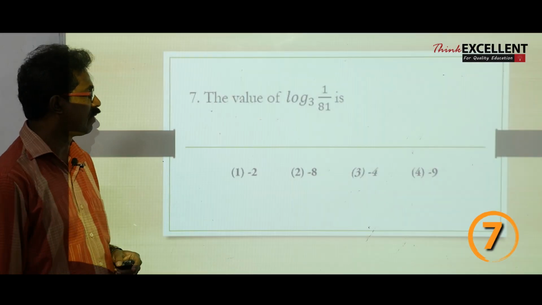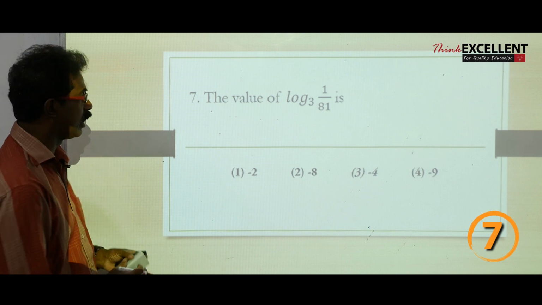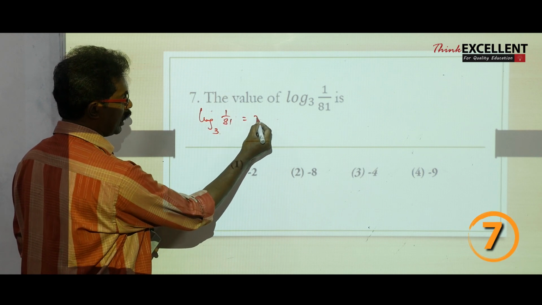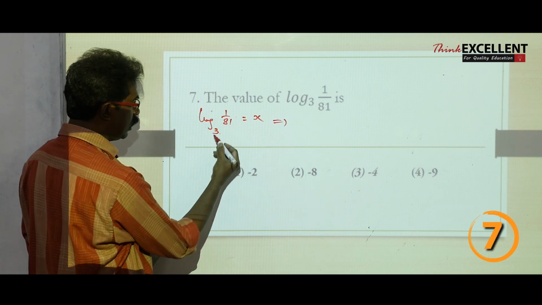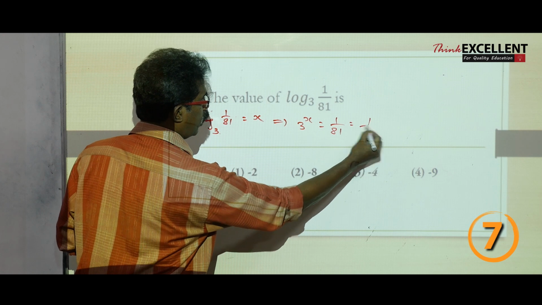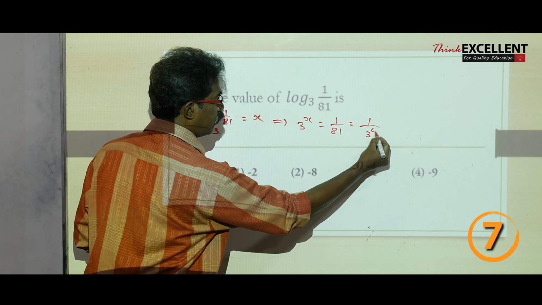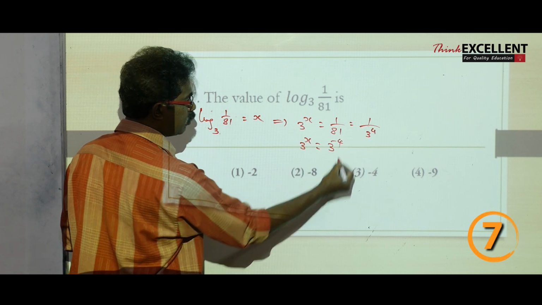Similar question, question number 7. The value of log 1 by 81 to the base 3. We take it as x. Again change it into exponential form, you will get 3 raised to x is equal to 1 by 81. 1 by 81 can be written as 1 by 3 raised to 4, that is 3 raised to minus 4.